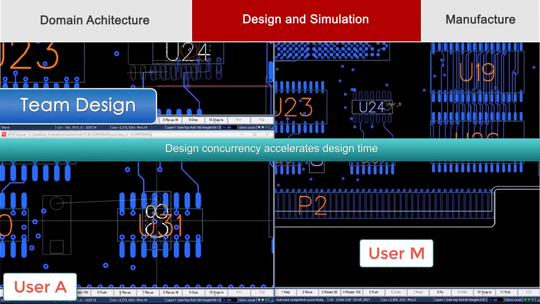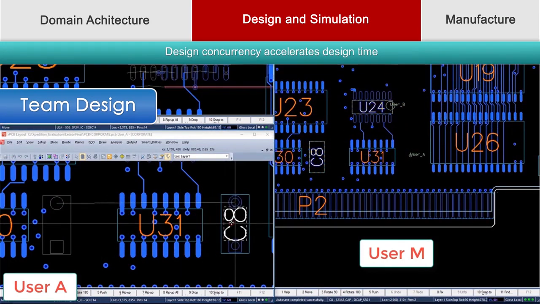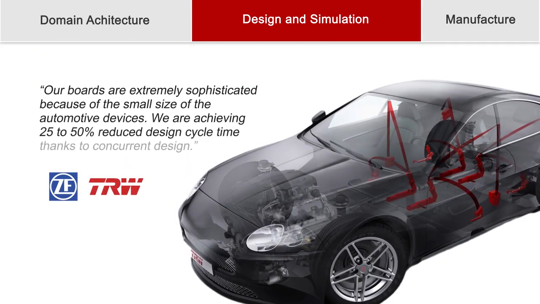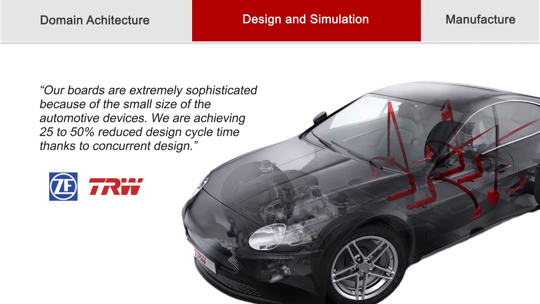For the most complex PCBs, Xpedition's team design supports multi-user, multi-site, tool-based, and flow-based concurrent engineering throughout the product development process, reducing design cycle time up to 70%.